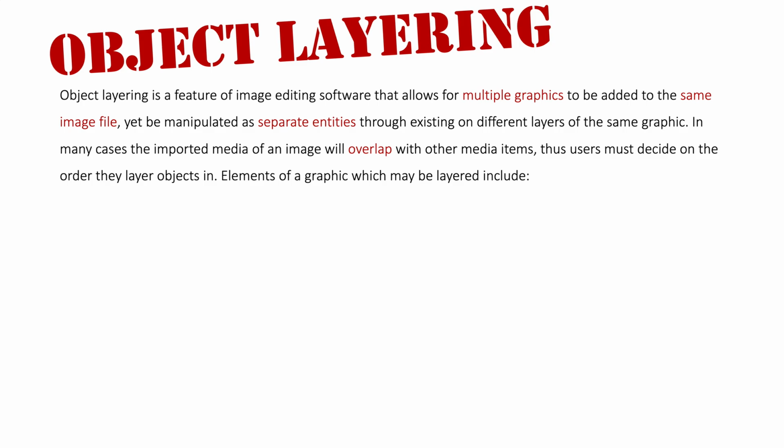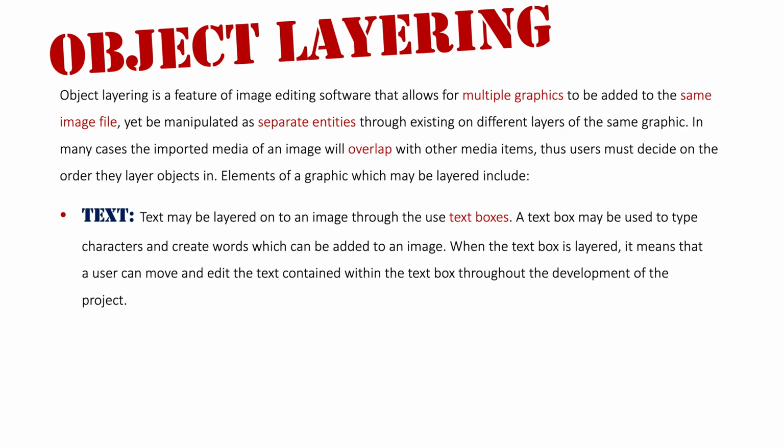In many cases, the imported media of an image will overlap with other media items. Thus, users must decide on the order that they layer objects in. Elements of a graphic which may be layered include text, which can be laid in the form of text boxes. A text box may be used to type characters or create words which can be added to an image. When a text box is layered, it means that the user can move and edit the text contained within the text box throughout the development of the project.